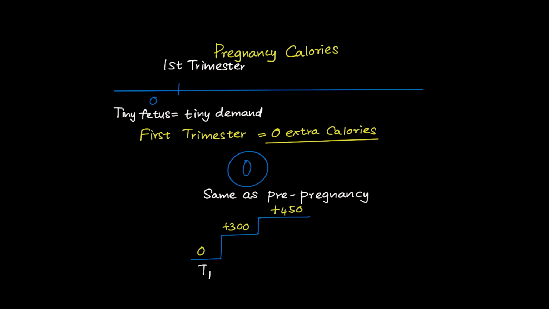Here's a D440 OA exam tip for you. When the question asks which stage needs no extra calories, the answer is always first trimester. Quick recall hook: first trimester zero. Both start with ground floor amounts.